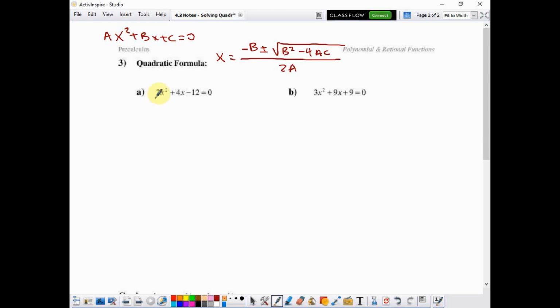So in this case, a is 2, b is 4, c is negative 12. So to solve this with the quadratic formula, x equals opposite of b plus or minus the square root of b squared, so that's 4 squared, minus 4 times a, which is 2, times c, which is negative 12, all over 2 times a.